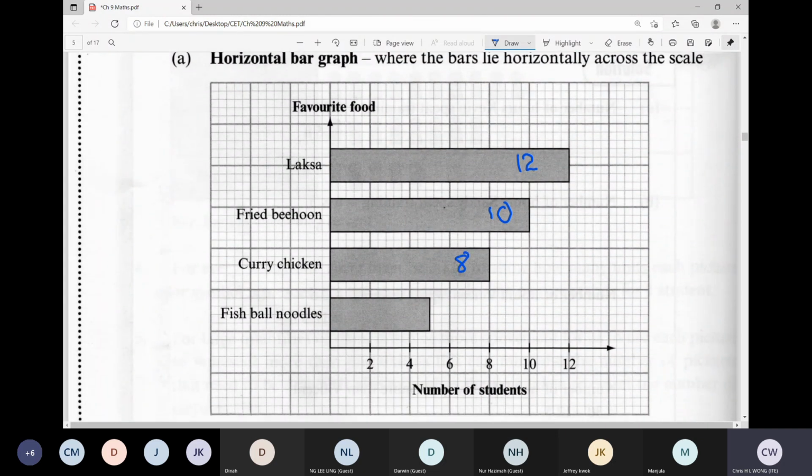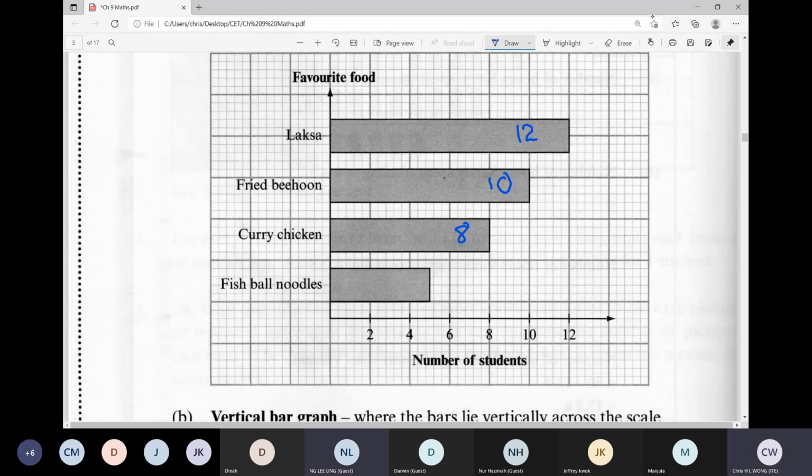And the final one, maybe you can tell me how many people like fishball. 5? How do you know it's 5? Because you see, this is a 4 here, this is a 6 here, so there's a half in between. So if you are drawing a chart in the exam, normally they will give you a graph paper.